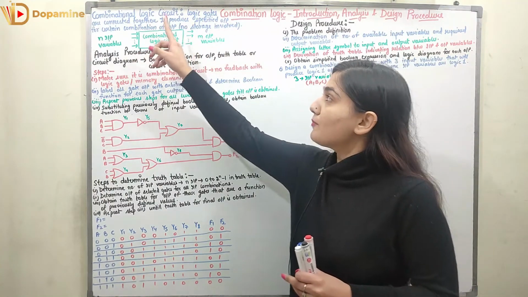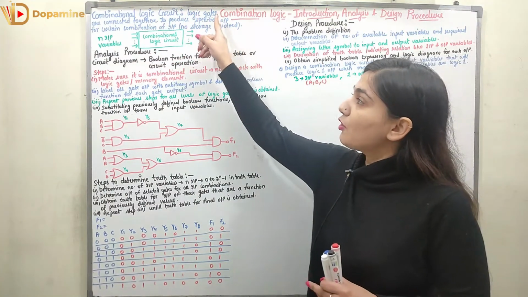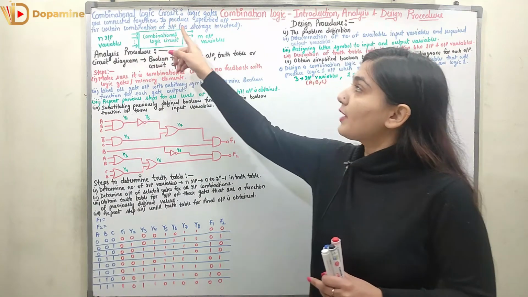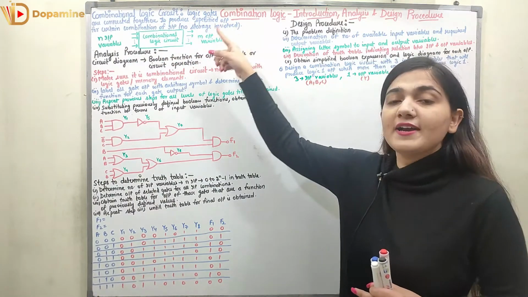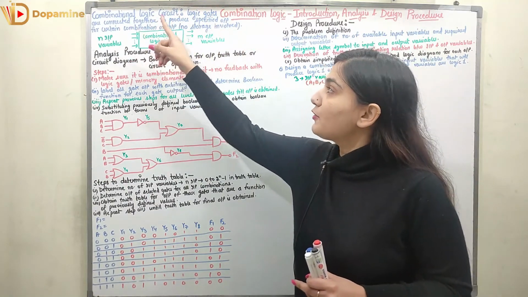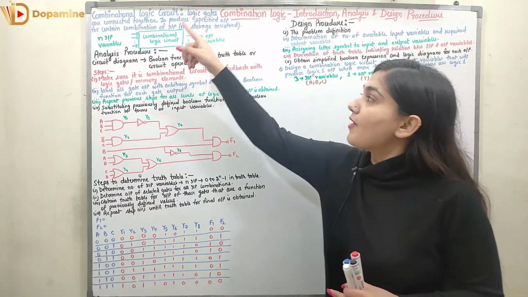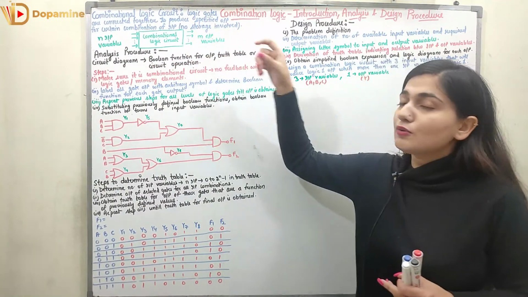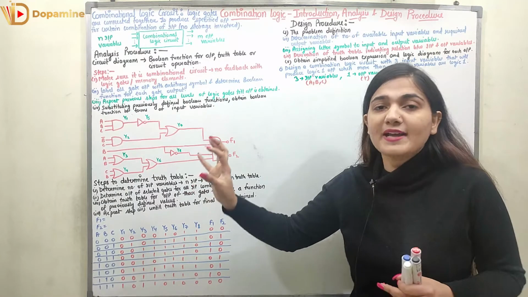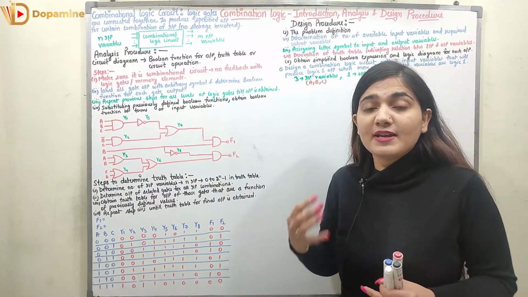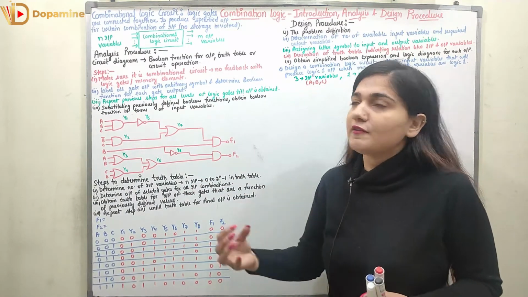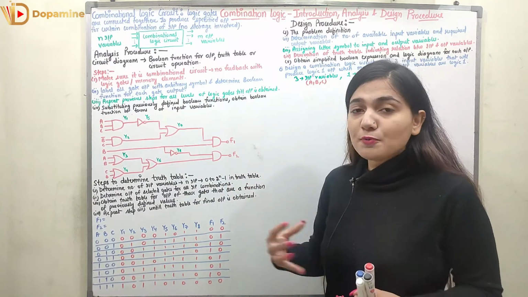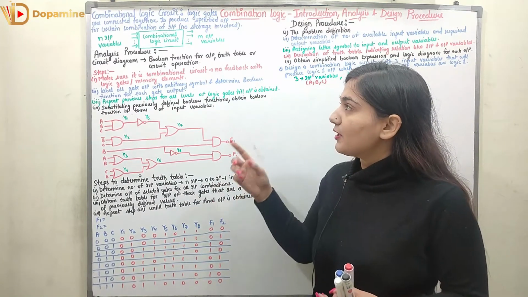So I can say the combinational logic circuit will be having logic gates which are connected together to produce the specified output for a specified combination of input. And here we are not having any storage involved. We are not having any feedback involved, right? We are not having any storage element or feedback. So the output just depends upon the inputs in the combinational circuit.